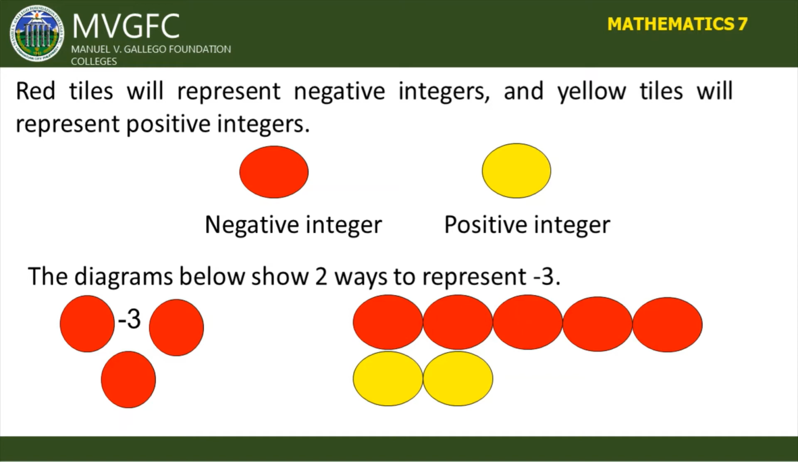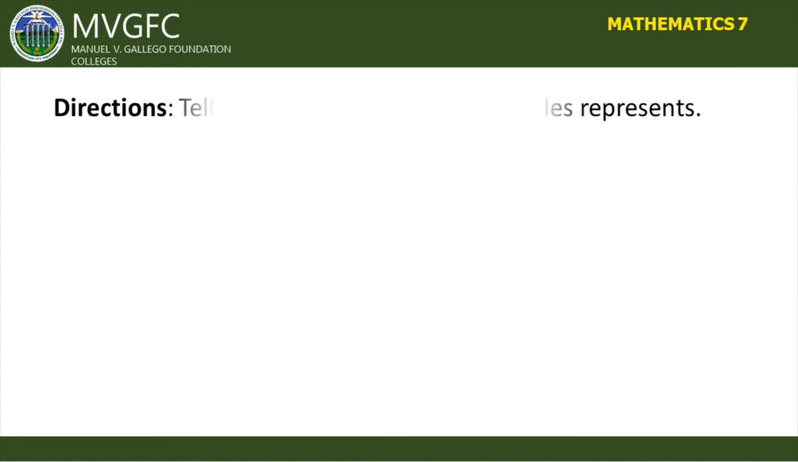My own method is the takip-takip method. Just cover the 2 red tiles and the 2 yellow tiles. Ano ang matitira? Okay, that is 3 red tiles, and once again, red tiles represent negative integers. That's why the answer is still -3.